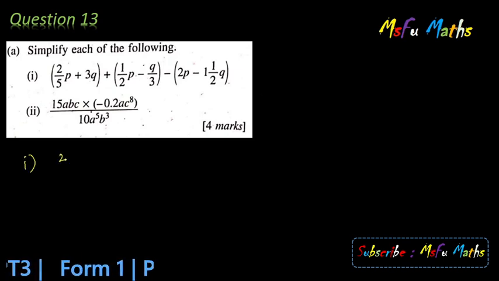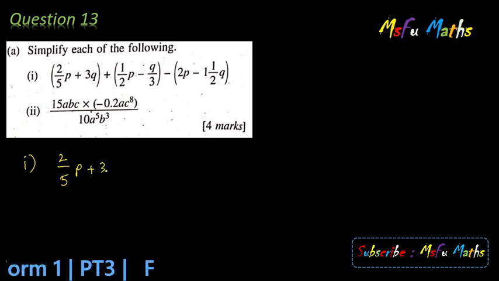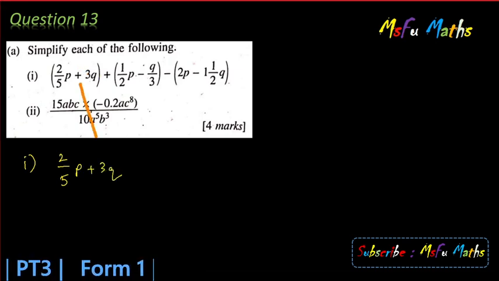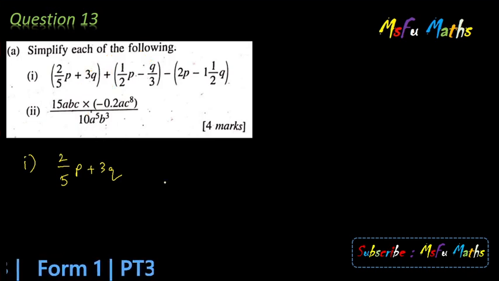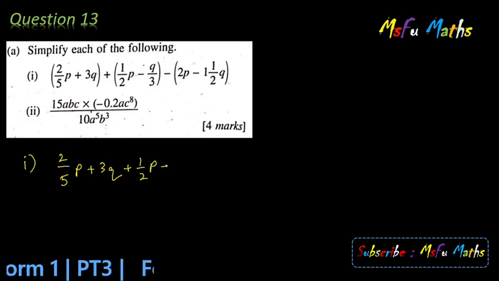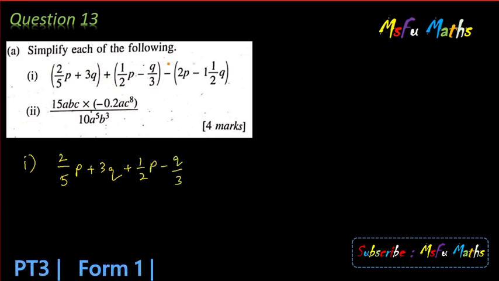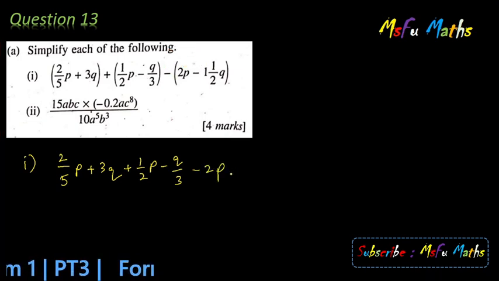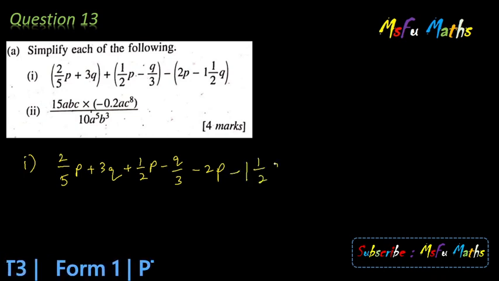So number 1 here, 2 over 5p plus 3q. Okay, so that's for this. And here if plus, if you don't see a number here, it is 1, right? So you can just remove the bracket here. In this case, 1 over 2, because this one actually times 1. Times 1, you will get the number itself. So half p minus q over 3. And here, minus 2p, negative, positive, negative. Negative, negative is positive. So I'm going to write here negative 2p. And here I will write negative 1 over 2q.